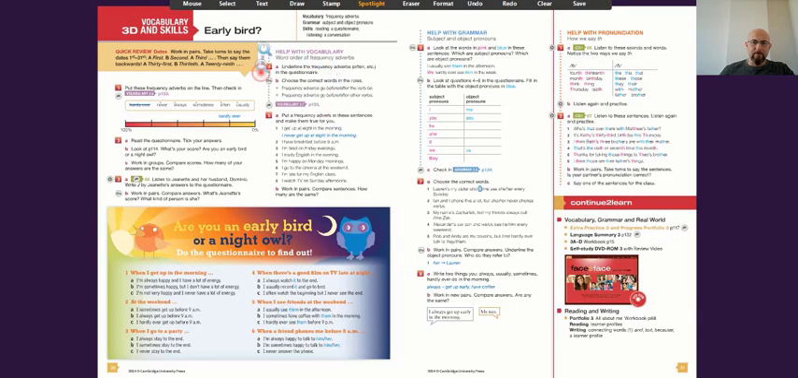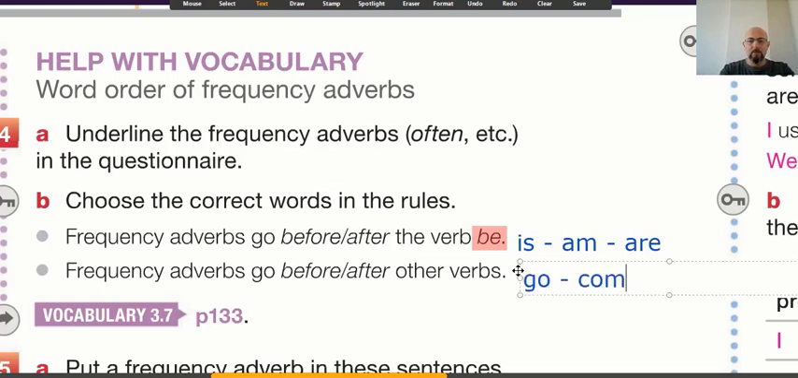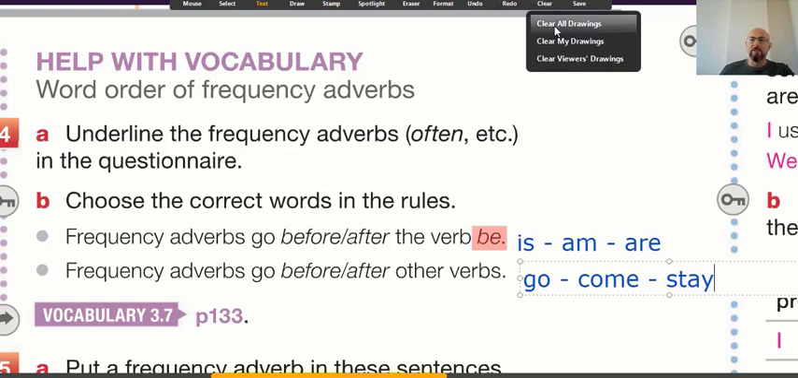The next step, choose the correct words in the rules. Here we say frequency adverbs go before or after the verb be, verb to be. What is verb to be? This is verb to be, and we know that verb to be means is, are. So frequency adverbs go before or after the verb be. Frequency adverbs go before or after the other verbs. Other verbs, for example, like go, come, stay. These are other verbs. So let's go now to the questionnaire and see.